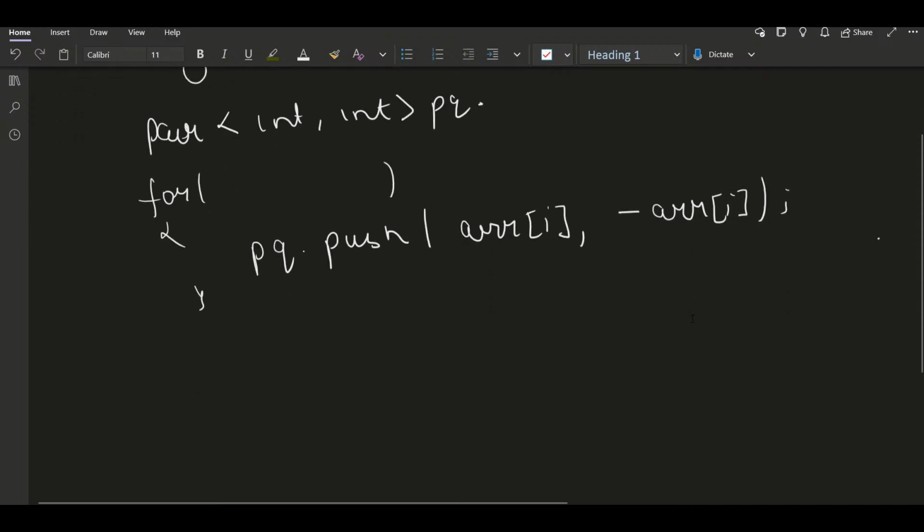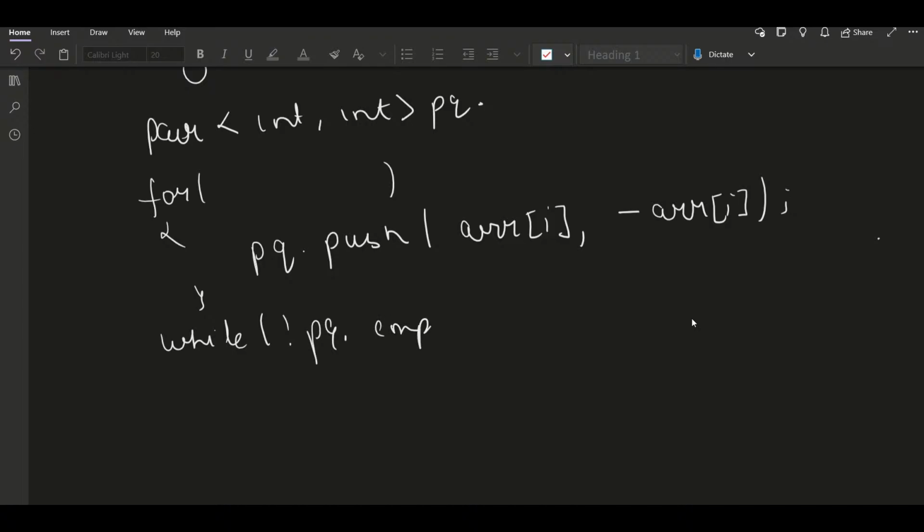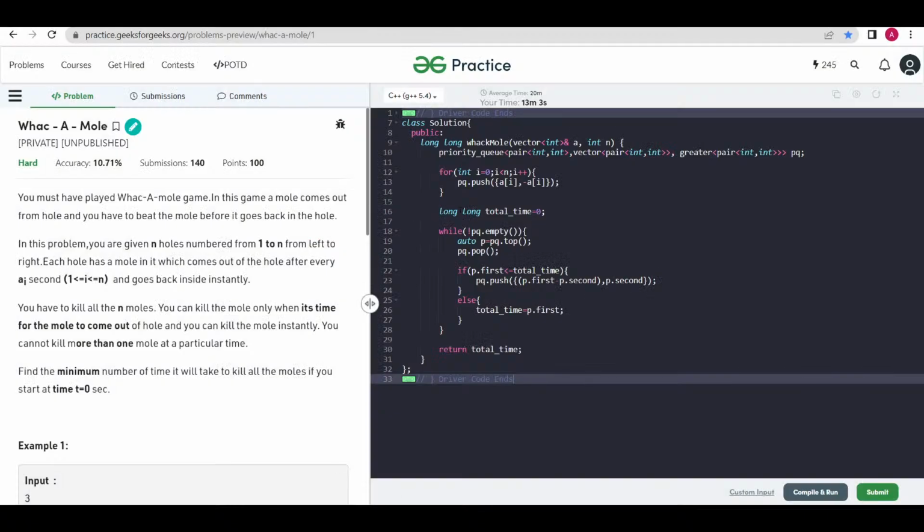Once we have pushed all the elements, then while the pq is not empty, meaning all the moles are not killed, we'll be checking certain conditions. Let me show you the code so that you can better understand it. We have the pair type priority queue, that is the minimum priority queue, and we have pushed all the elements, that is array of i, along with the negative, minus a of i, as well.